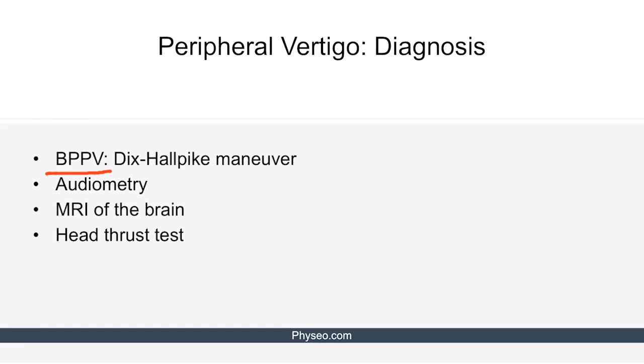For all the other causes of peripheral vertigo, audiometry should be performed to screen for concomitant hearing loss. MRI of the brain can reveal acoustic neuroma. Finally, the head thrust test is commonly positive in vestibular neuritis and labyrinthitis. Let's discuss it on the next slide.